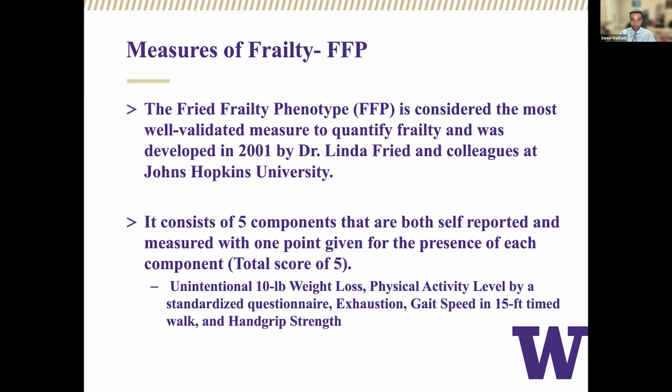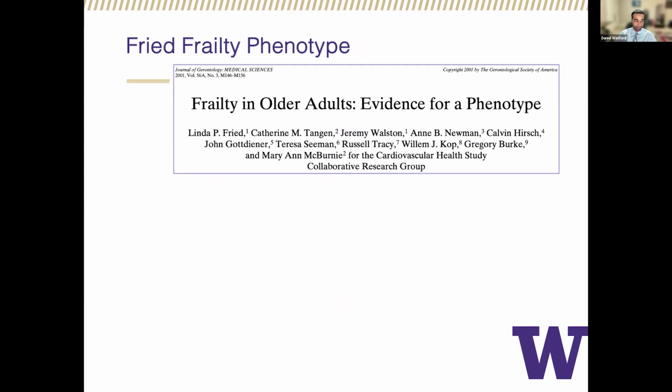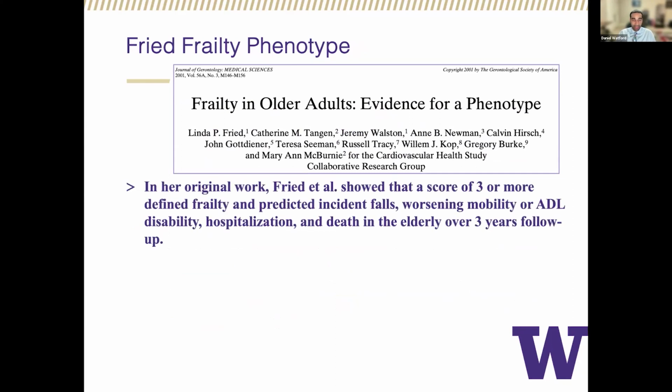So again, this was one of the first metrics of frailty, and it was in this initial paper that Dr. Linda Fried and colleagues tried to define what frailty actually is. In Dr. Fried's original work, she showed that a score of 3 or more was used to define frailty and predicted things such as incident falls, worsening mobility, decreased ability to perform ADLs, increased disability, increased hospitalization, and even death in an elderly population over a 3-year follow-up.